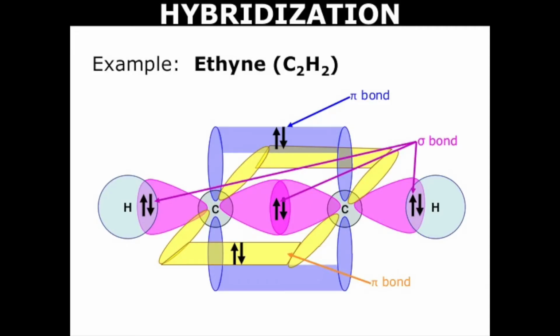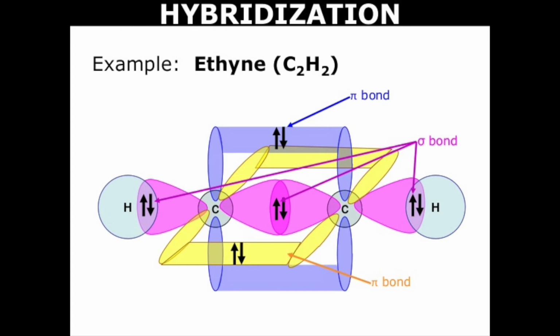And here is ethyne, C2H2. You can clearly see the 2 sigma bonds. Remember, this is sp, so you have 2 sigma bonds. The carbon on the left, 1 sigma bond is to the hydrogen and 1 sigma bond is to the other carbon. And then the carbon on the right, 1 sigma bond is to the carbon and 1 sigma bond is to the hydrogen. And then you have 2 pi bonds.